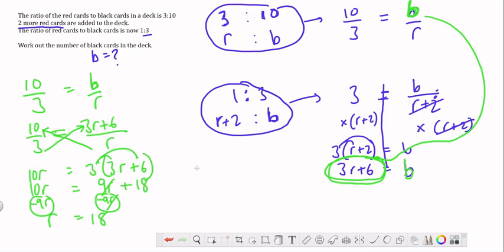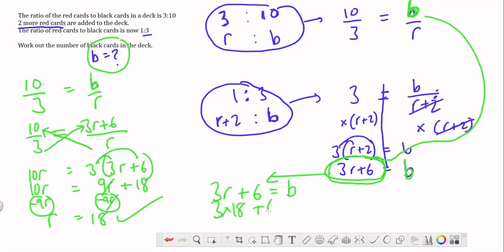So now to find the value of B, I'm going to use this formula over here. That's going to be 3 times, replacing the R with 18, plus the 6, which gives me 60. So here I've used algebra, and previously I used trial and error by writing multiples of numbers.